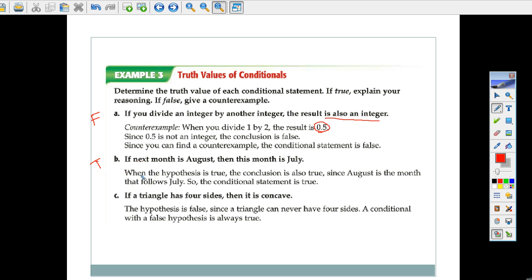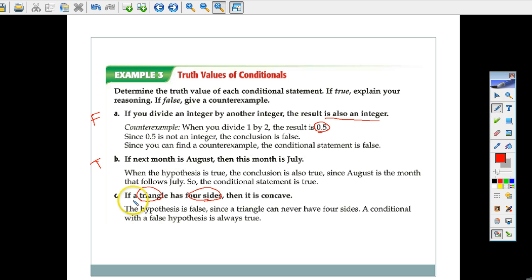Okay. If a triangle has 4 sides, then it is concave. Okay. That's false, since a triangle can never have 4 sides. But, okay, never mind. Let me erase that part. So, if a triangle has four sides, then it is concave.